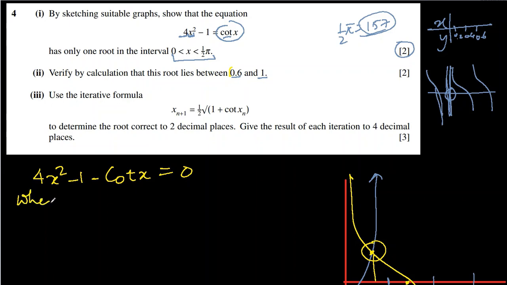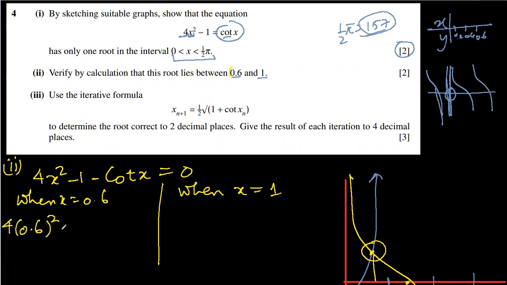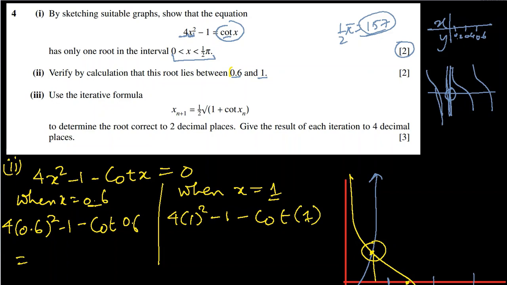So when x is 0.6 and then when x is 1, this is the second part of the question. So it will become 4 times 0.6 square minus 1 minus cot 0.6, and I will not write equal to 0 because it will not be equal to 0. The root is between 0.6 and 1. It is not the root, so it can't be equal to 0. So we'll evaluate it. Similarly, we'll do here 4 times 1 square minus 1 minus cot 1. Change your calculator to radians and evaluate both of them.